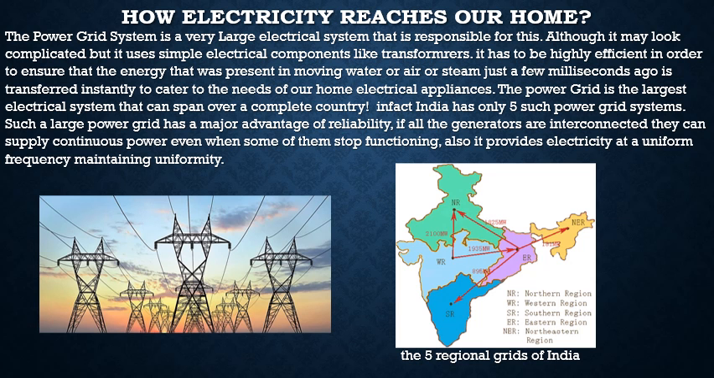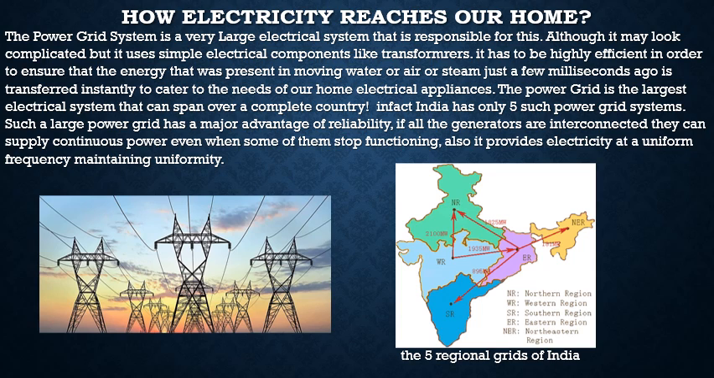Now many of us would have wondered how electricity reaches our home. The answer to this question is a large electrical system called the power grid system. Although it may look complicated, it uses simple electrical components like transformers. It has to be highly efficient in order to ensure that the energy that was present in moving water, air or steam just a few milliseconds ago is transferred instantly to cater to the needs of our home electrical appliances.